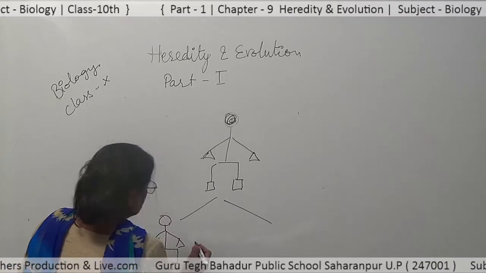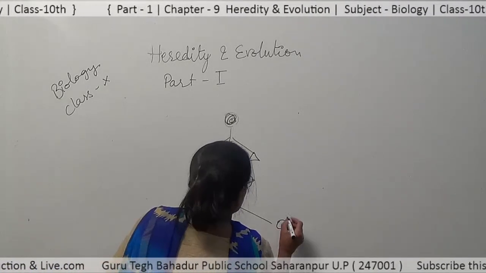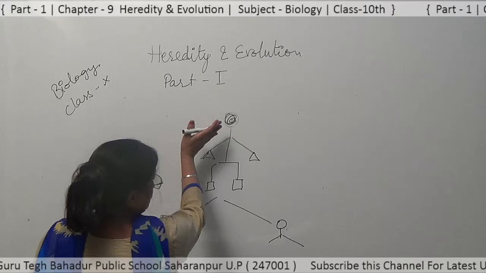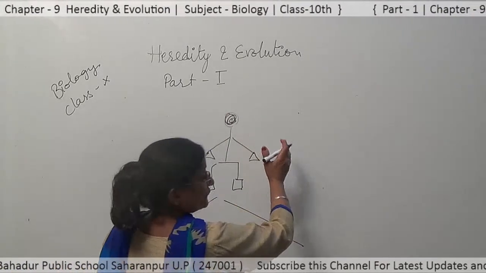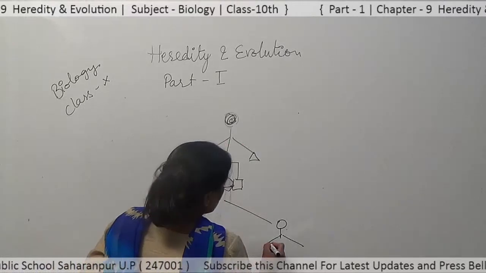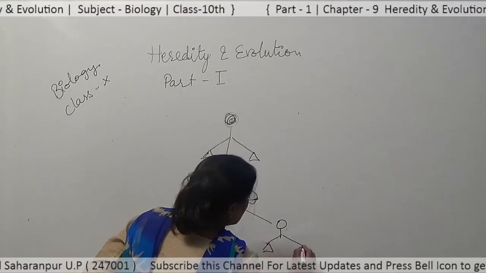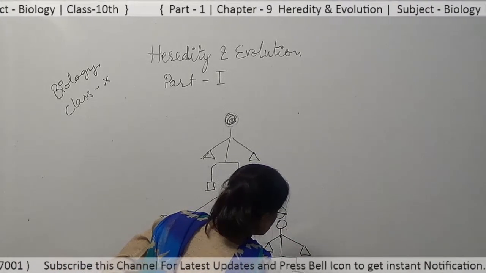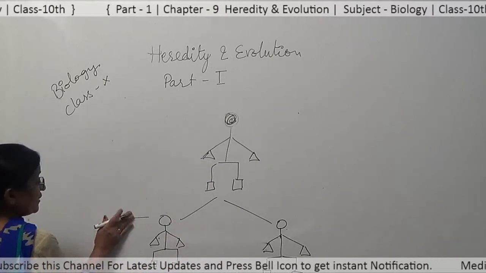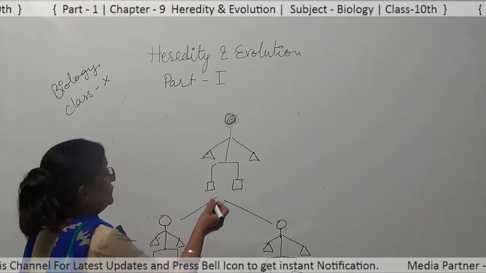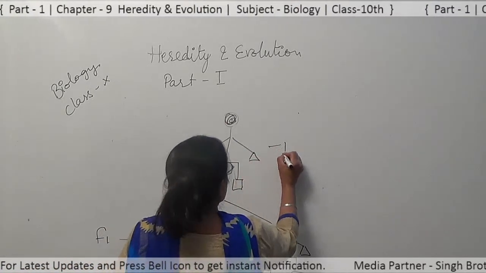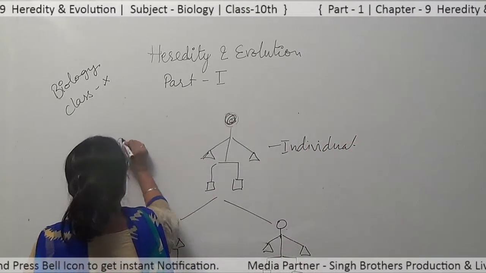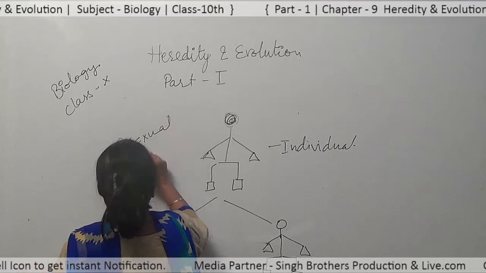This is the structure which will produce offspring in the F1 generation, after reproducing, or after fertilization, or you can say the new individual can produce new offspring in the F1 generation. This is the F1 generation. Suppose this is the individual during asexual reproduction. This is the case of asexual reproduction.